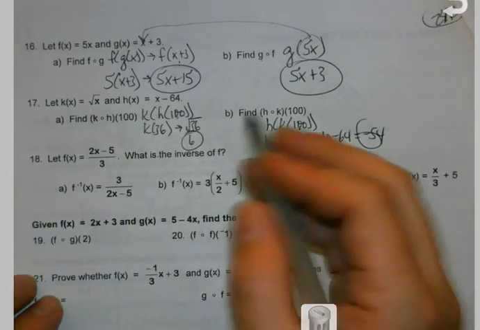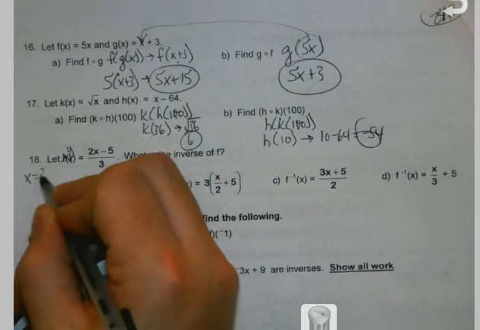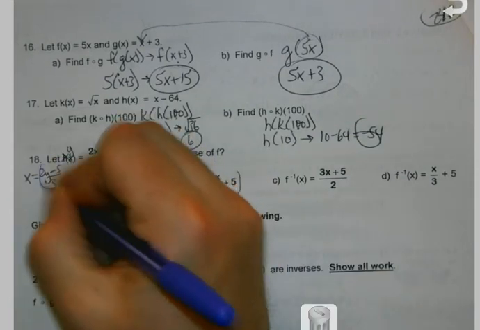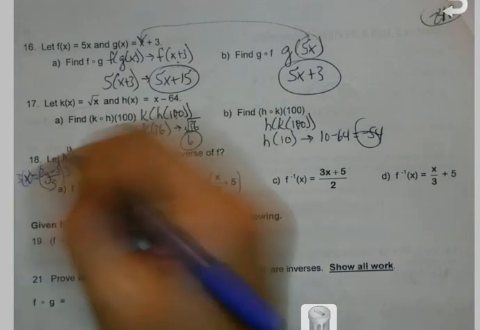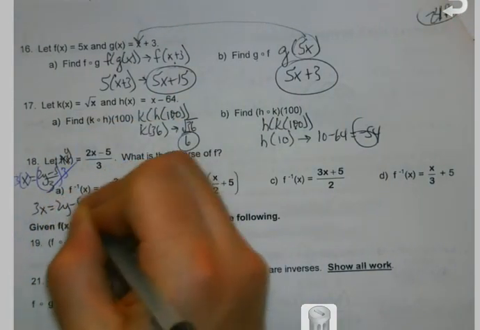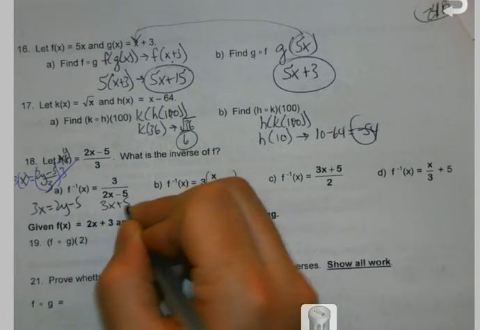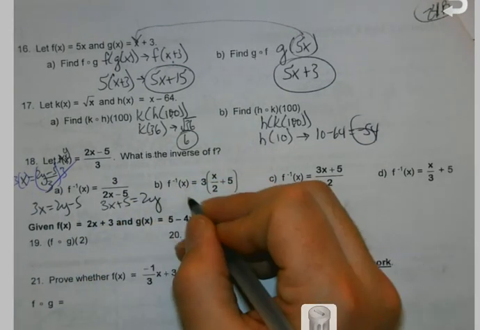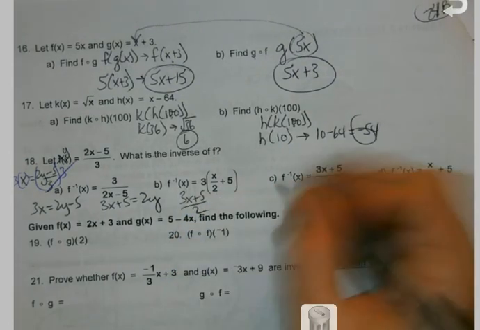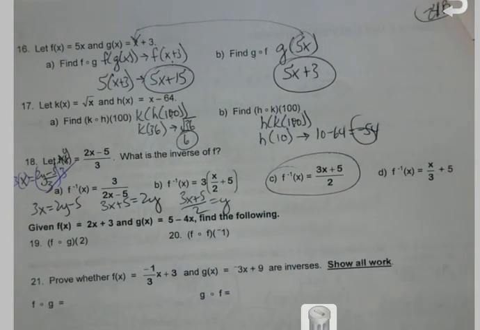Inverse of f. Yeah, I'm going to have to do a little work here. So I'd have x equals 2y minus 5 over 3. Get that fraction out of there. 3x equals 2y minus 5. Add the 5 over. And divide by 2. Okay, and it does actually set up that way. I didn't break it apart. So that's what that one would look like.